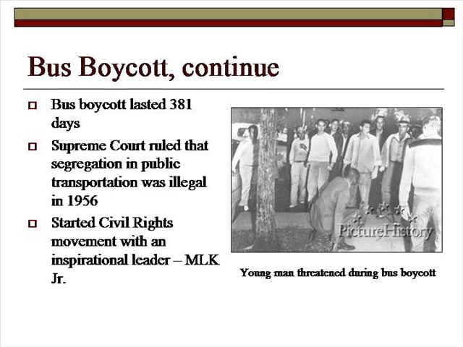And the bus boycott itself essentially said that African Americans weren't going to ride Montgomery buses. So it lasted 381 days, so over a year. And what it ultimately led to was the Supreme Court, again, coming up with another decision that said that segregation on public transportation was illegal. So in 1956, the Supreme Court, again, like they had in Brown versus Board of Education, affirmed that segregation was illegal.